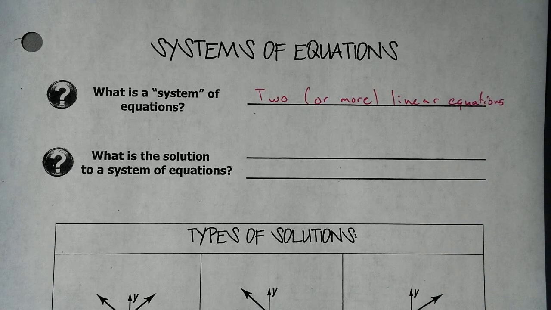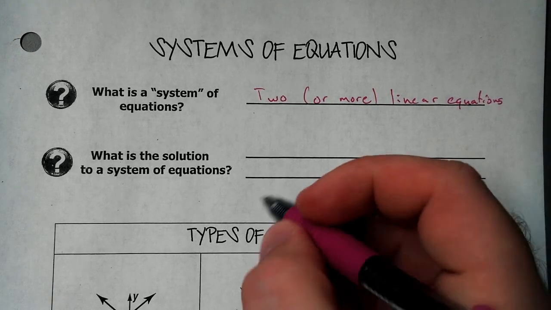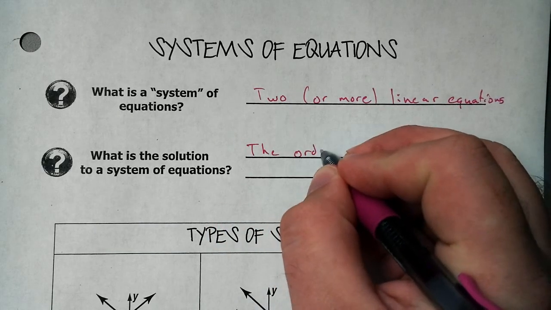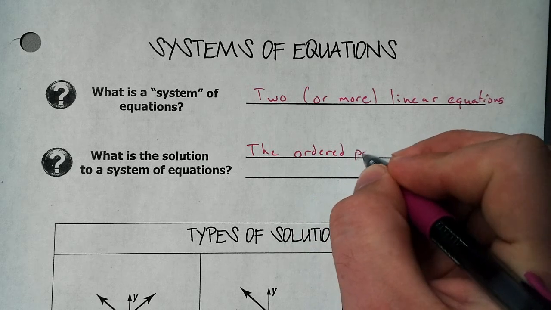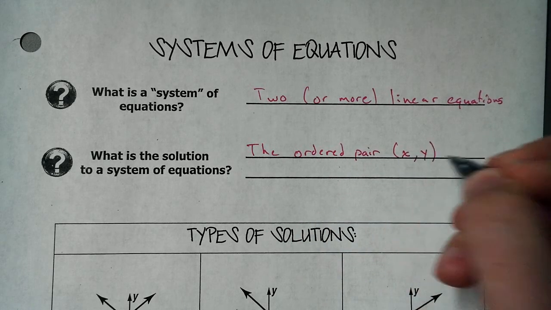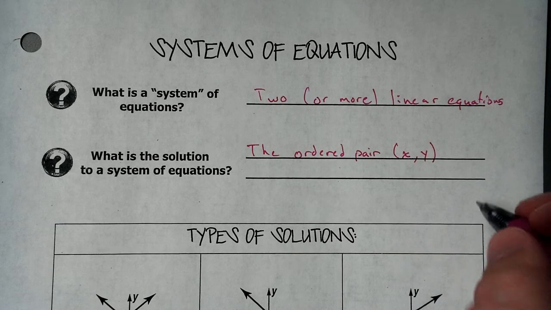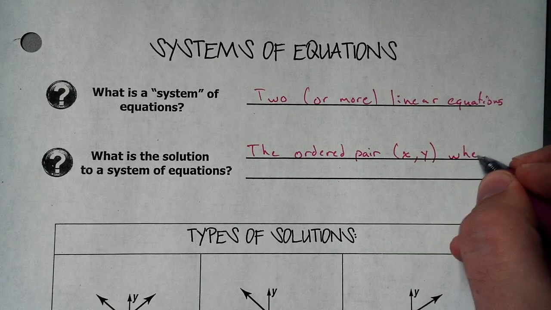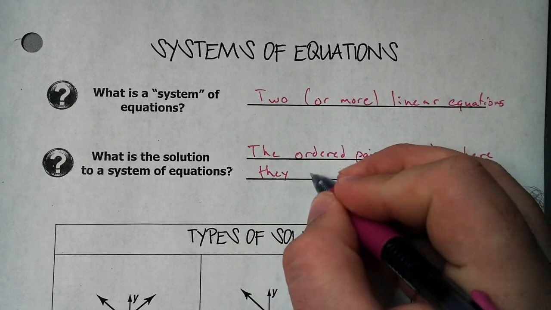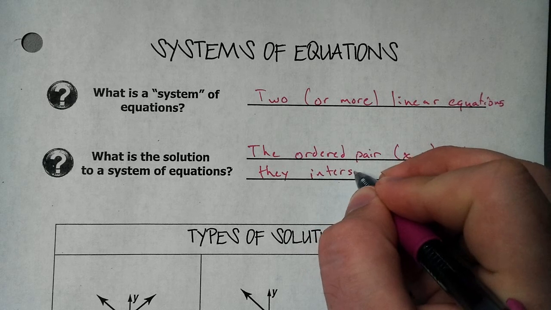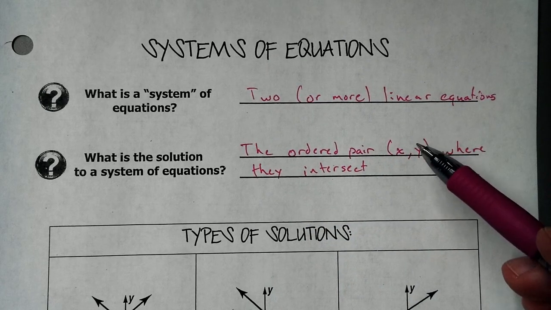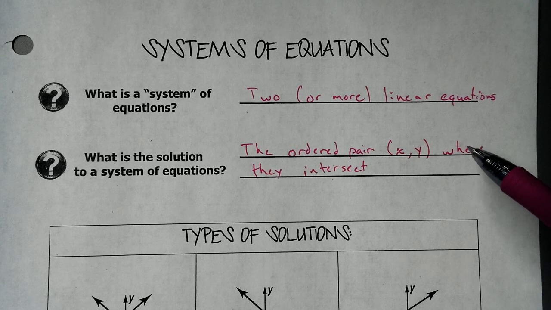And what's a solution to a system of equations? It is the ordered pair, and remember, ordered pairs are always x comma y in parentheses, where they intersect. So today we're going to focus on drawing lines and finding out where they intersect.